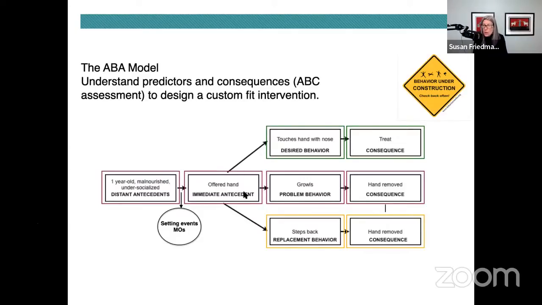We start with the ABC. A hand is often offered as the antecedent. The dog growls. The hand is removed or even stopped for a millisecond. Some people may take that information and say, therefore, I'm going to put a leather glove on my hand and I'm not going to remove my hand. I'm going to show that dog it can't control me. That is not a modern approach to training, nor is it a scientific approach.